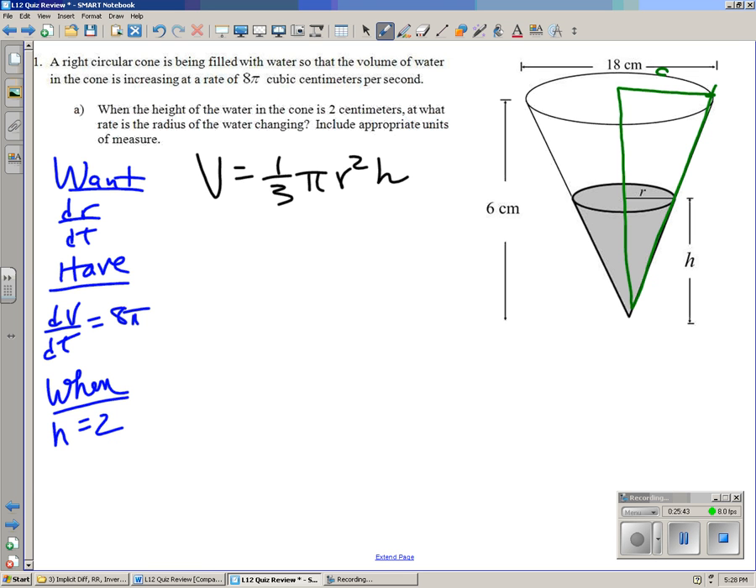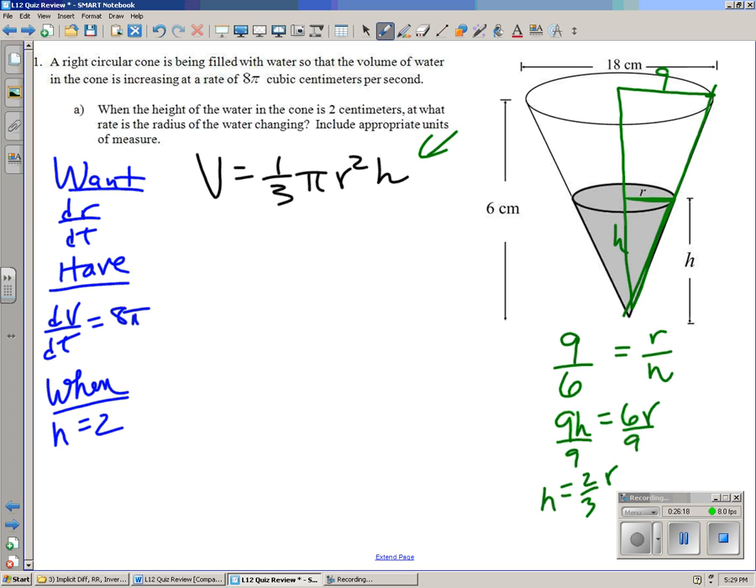So if you notice, the diameter is 18, so the radius is 9, okay, and the height is 6. So the big triangle is in a ratio of 9 to 6. So the little triangle, the r over h triangle, also has to be in that ratio. So 9 over 6 equals r over h. We get 9h is 6r. Now notice, we want dr over dt, so I would like to take the h out of this. So I'm going to try to solve this for h. Divided by 9, we get h is 6r over 9, which is 2/3 r. So now my volume formula looks a little nicer. My volume formula is 1/3 pi r squared times 2/3 r, coming from a little analysis that we did with the similarity in the cone. So we get V is actually 2/9 pi r cubed.